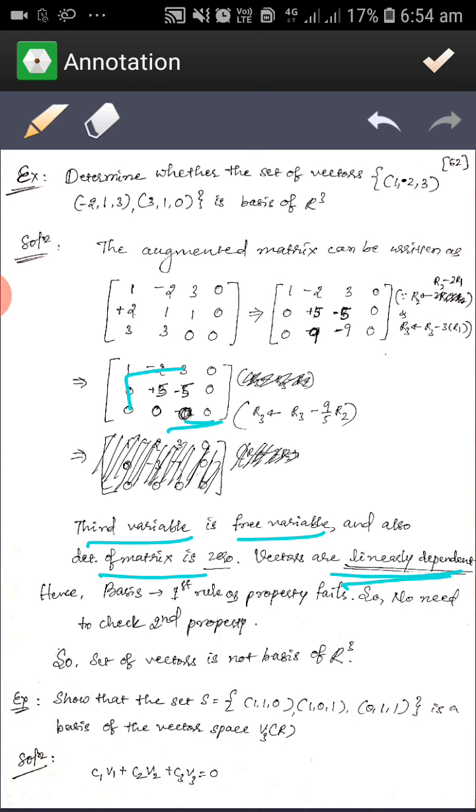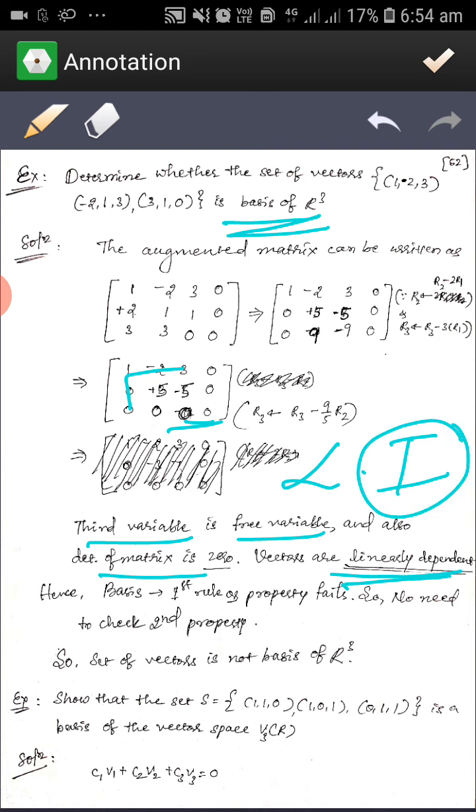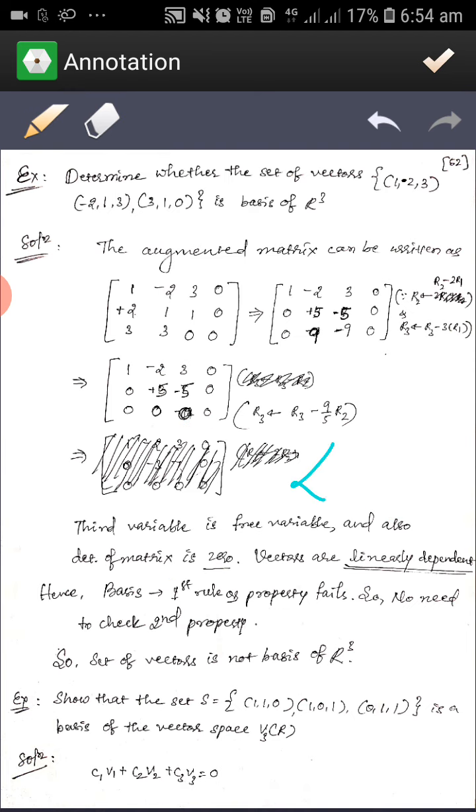Now the first property for a basis: if you want to show a set is a basis, first it should be linearly independent. Here that is failing, since it is linearly dependent, so there is no need to go on to find the basis. If it is linearly independent, then you find the basis. So directly we can say that the set of vectors is not a basis of R3.